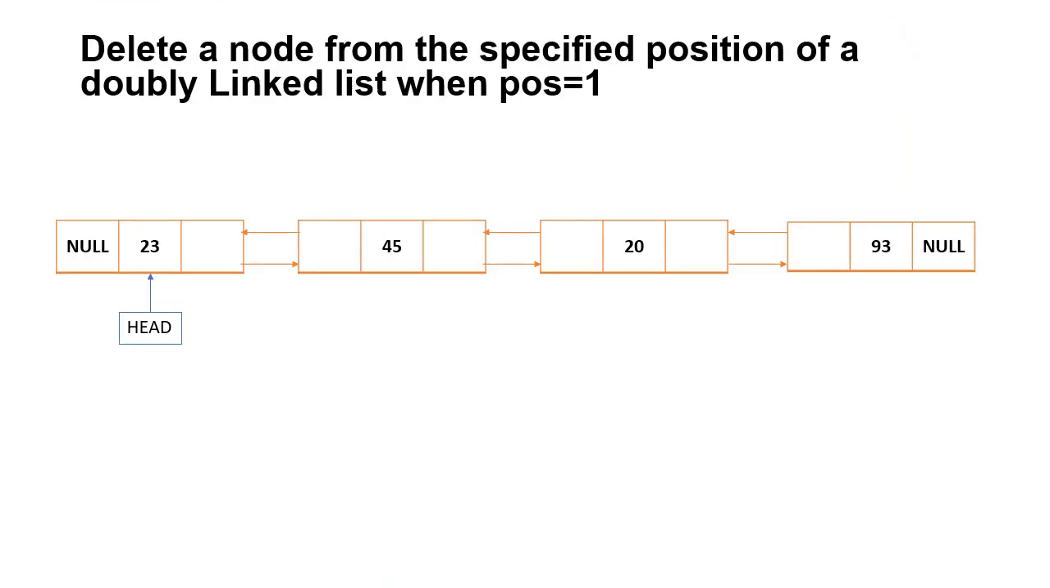So let us see the example. This is a doubly linked list. Assume that the user gave position equal to 1. This means you have to delete the node from the first position.